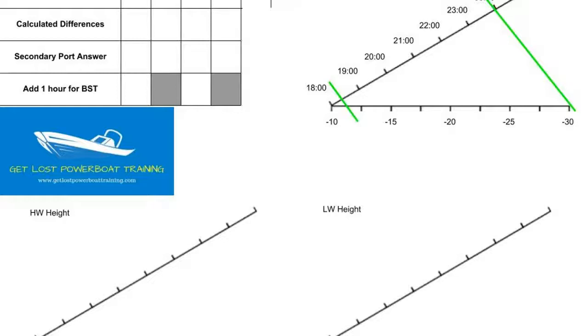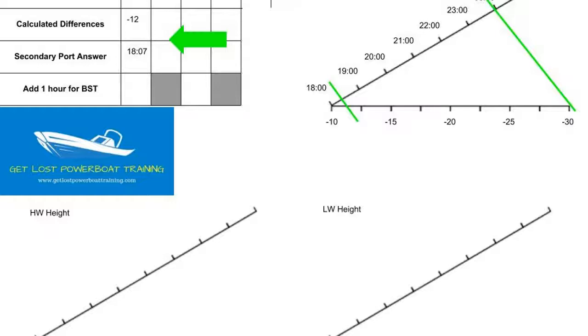Reading off the new parallel line then, we can see that at roughly 18:19 at the standard port, we would have a difference of about minus 12 minutes at the secondary port. So we're going to enter that minus 12 in the calculated differences box on our table, and then we can make the calculation and give ourselves the answer for the time of high water at the secondary port.